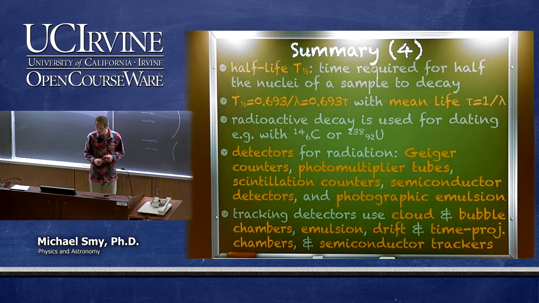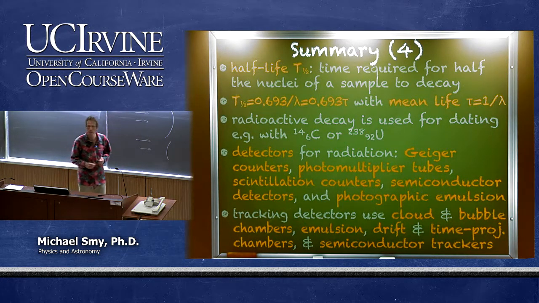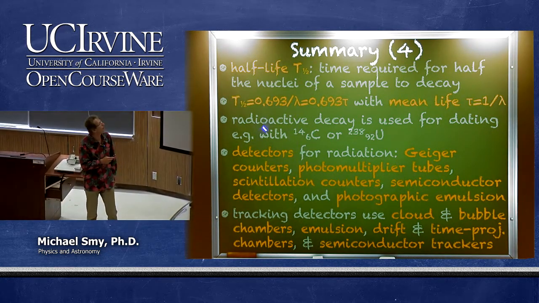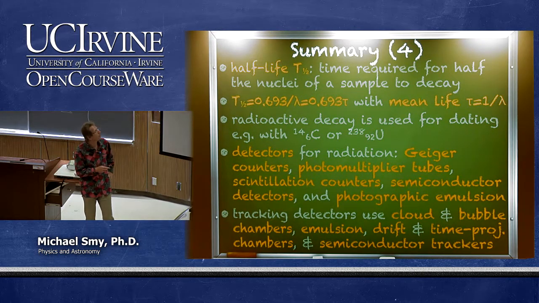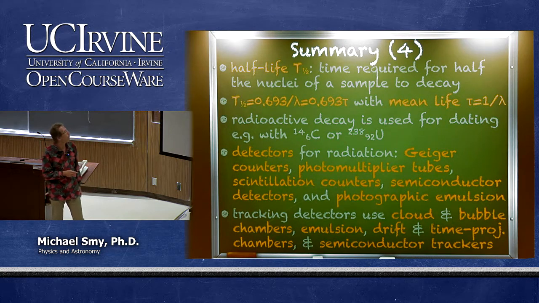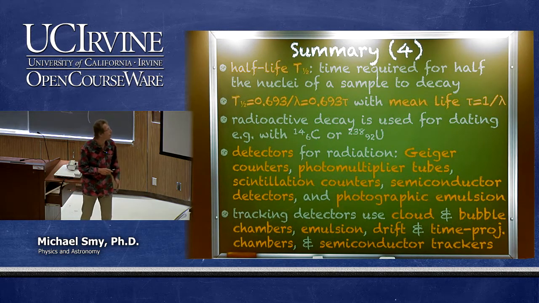One defines the half-life as the time required for half the nuclei of a sample to decay, or for the activity to drop to 1/2 its original level. This half-life T 1/2 is correlated to the decay constant lambda, or the mean lifetime tau, by this factor 0.693, which is the natural logarithm of 2. Radioactive decay is useful for dating materials, for example, using carbon-14 or the uranium decay chain.